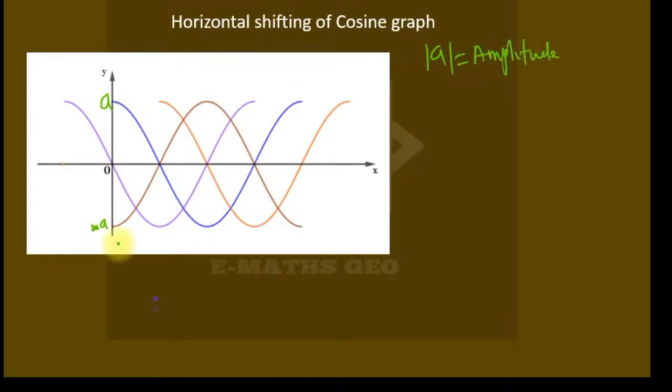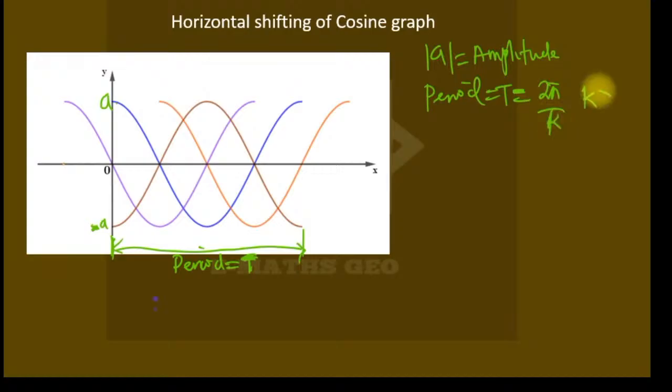And y, the distance from here to where the graph ends, is called the period. So we normally denote it with T. So the period is T. And T is always 2 pi over k, where k must be greater than 0. It must be a positive number.